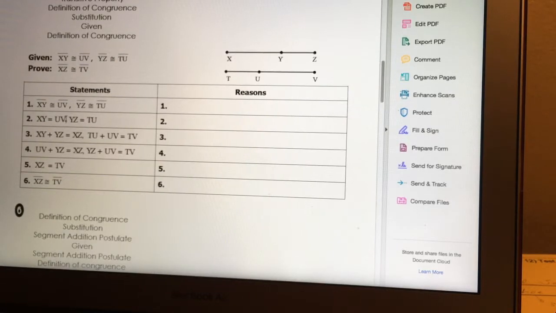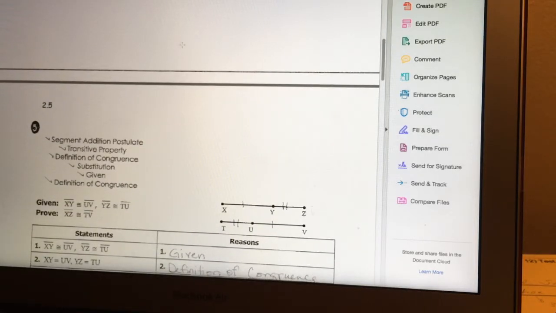Okay, then we look at this second part. What changed from number 1 to number 2? What seemed to happen? Notice how we still have XY, but it changed from congruence to equations. We went from a congruent sign to an equal sign for both of these. And if you recall, which one of these 6 up here allows us to move from a congruent sign to an equal sign? That is the definition of congruence. So cross out that one and write definition of congruence for number 2.